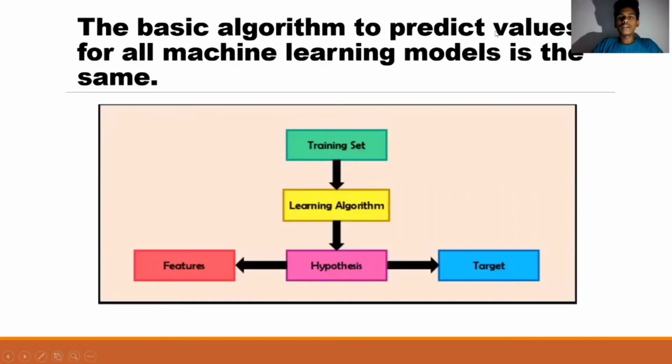The basic algorithm to predict the values for all machine learning models is the same. From the training set, it moves towards the learning algorithm. From the learning algorithm, it moves towards the hypothesis. From the hypothesis, it is divided into target and feature.